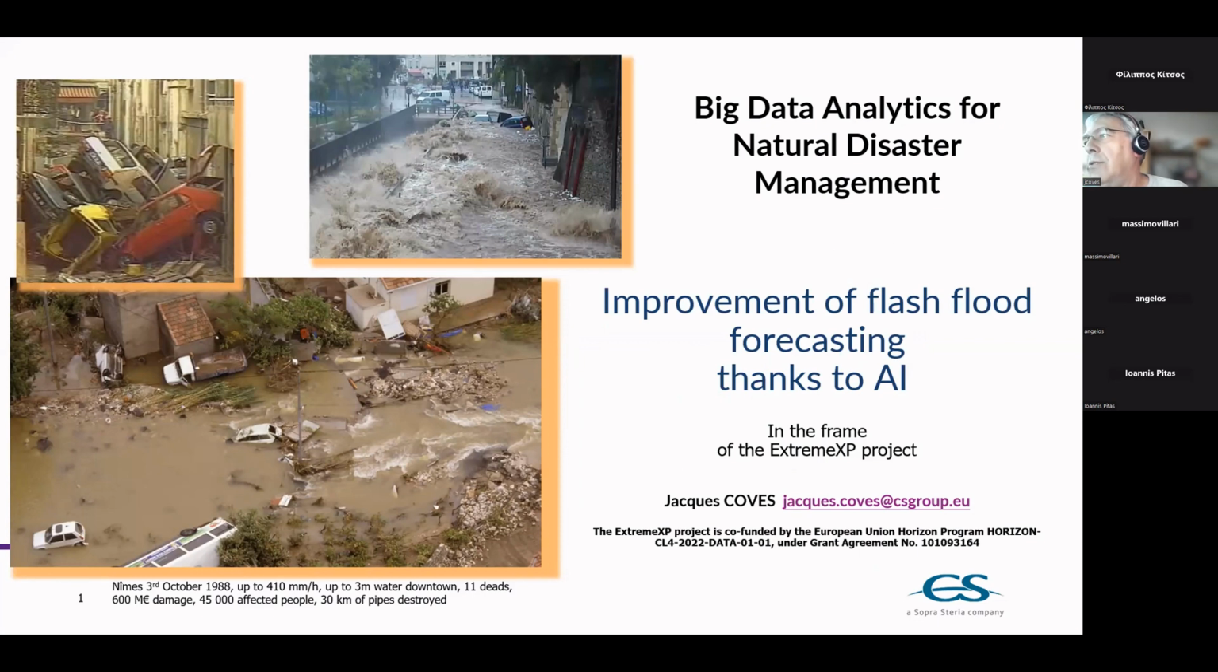So I'm Jacques Coves. I'm working in CS Group, and I will present you big data analytics for natural disaster management, especially in the context of flash flood forecast using AI. A few words: just look at the picture that I've put on the first slide. It's one of the use cases that we are going to talk about later.